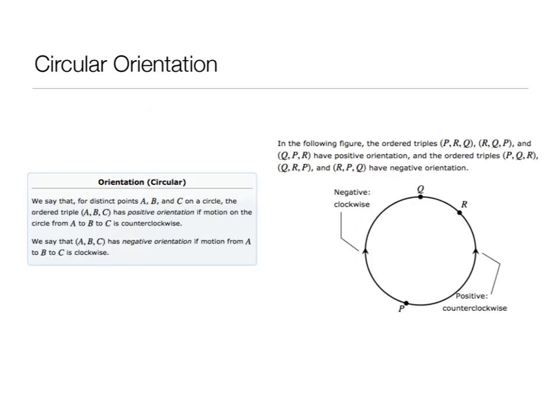So the next thing I want to talk about is circular orientation. We say that for distinct points A, B, and C, meaning they are all separate points, none of them are the same point on a circle, the ordered triple ABC has a positive orientation if the motion on the circle from A to B to C is counterclockwise. We say that ABC has a negative orientation if the motion from A to B to C is clockwise. So remember, counterclockwise is positive, and clockwise is negative.